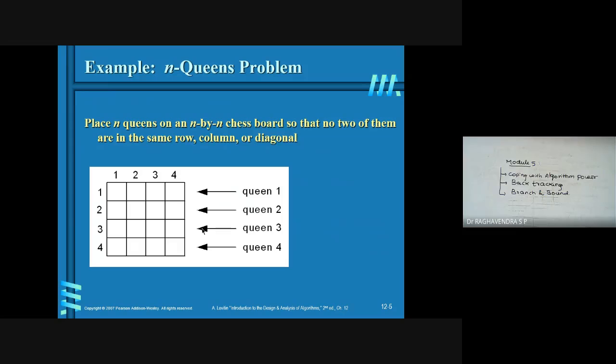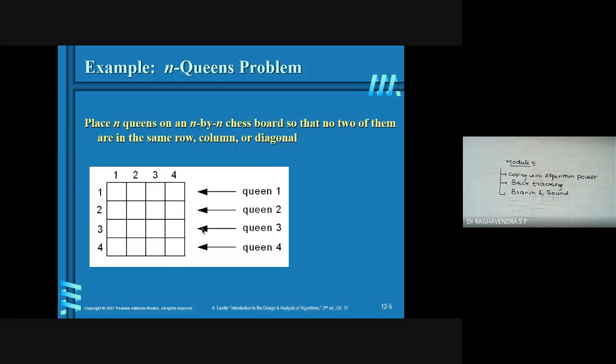Now I'm going to take a problem here, the N-Queen problem. This is really important in the examination. They may ask a question like this: solve the N-Queen problem using backtracking with a suitable algorithm as well as the state space tree.